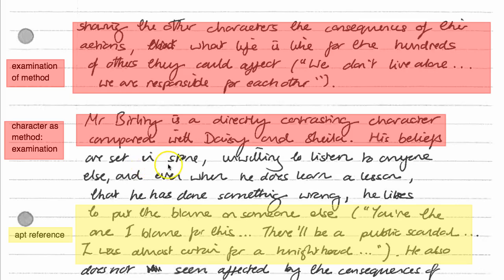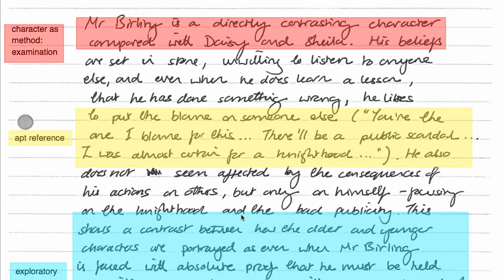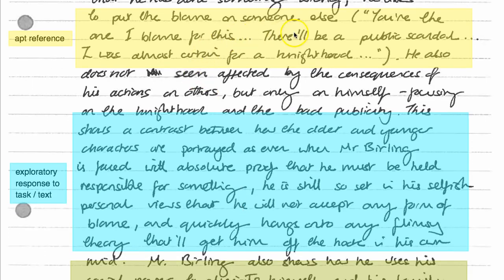His beliefs are set in stone, unwilling to listen to anyone else, and even when he does learn a lesson that he's done something wrong, he likes to put blame on someone else. So this is a bit waffly, because we don't see what the lesson is that he's supposed to have learnt. She hasn't been specific about it, but now she's going to be specific about him blaming other people.